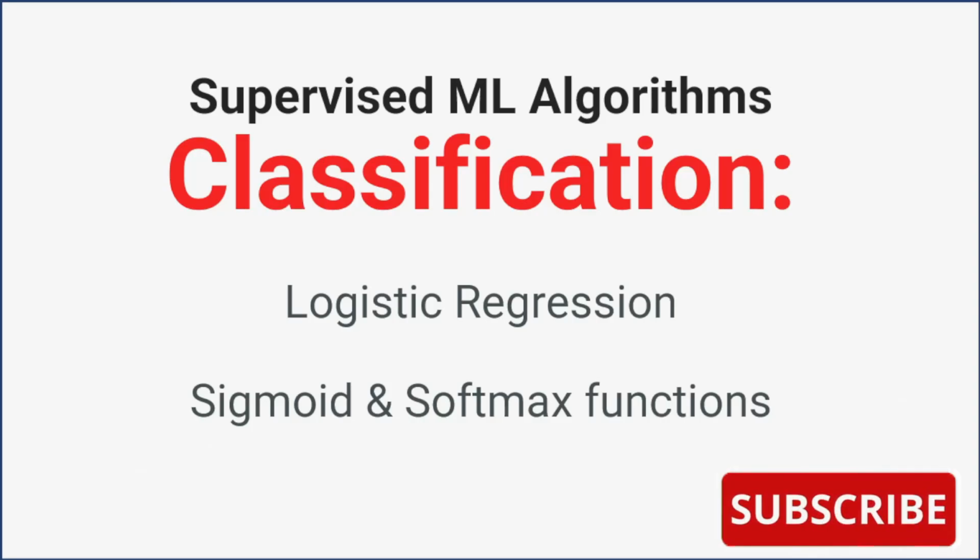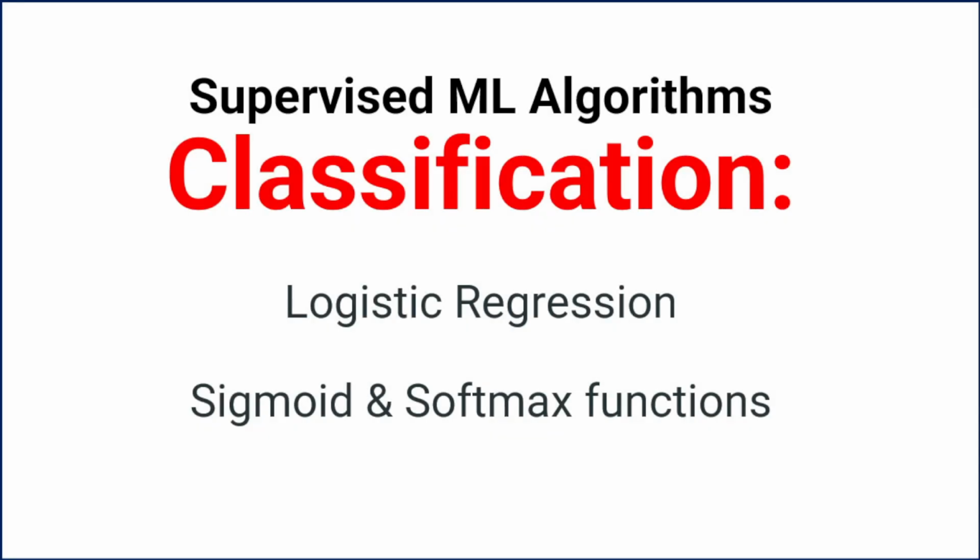In this part of the lecture, we are going to learn about supervised machine learning algorithms, in which we are focusing on classification. Inside classification, we have logistic regression and what it is, and we will learn about how it is effective for machine learning, and we will look at subcategories of logistic regression, which are the sigmoid and softmax functions.